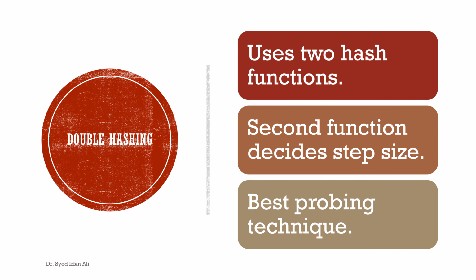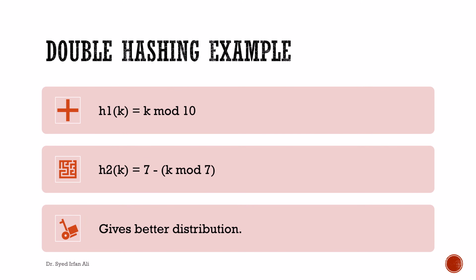Double hashing is the best open addressing technique. It uses two different hash functions. The first hash function gives the initial index. The second hash function decides the step size. This gives very good distribution of keys. Let us see an example.